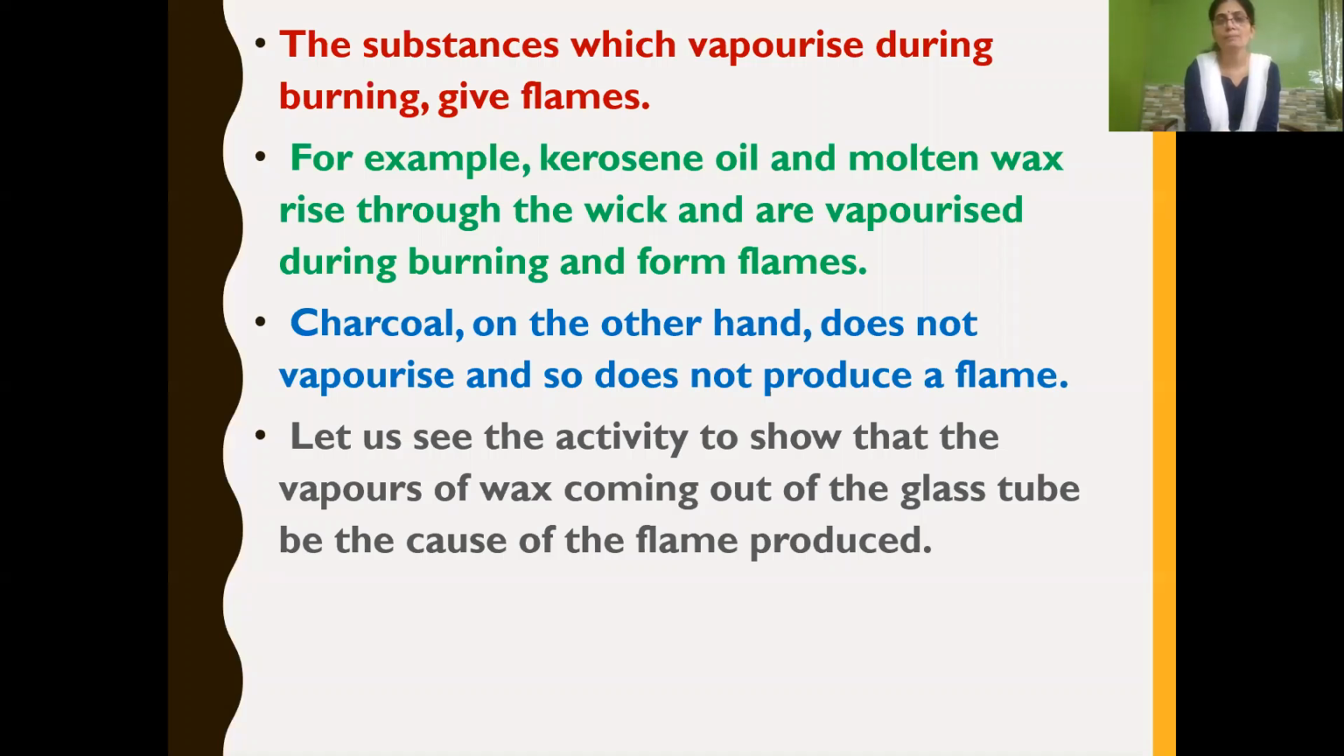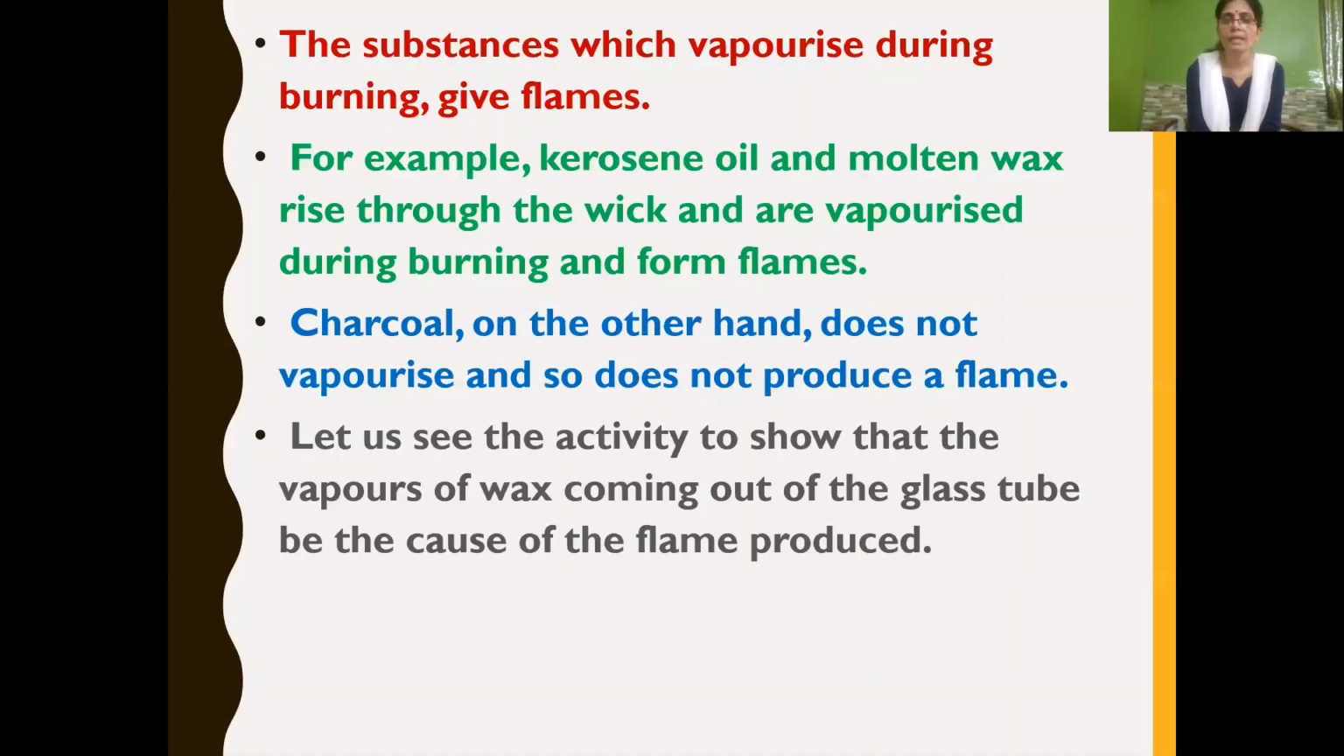Which substances form flame? The substances which vaporize during burning give flames. Got that? Why do only some substances burn with flame? The substances which vaporize, which evaporate during burning, give flames. For example, kerosene oil and molten wax, that is candle, through the wick. What is a wick? The thread of the candle, by which we light it up. That is the wick, isn't it?